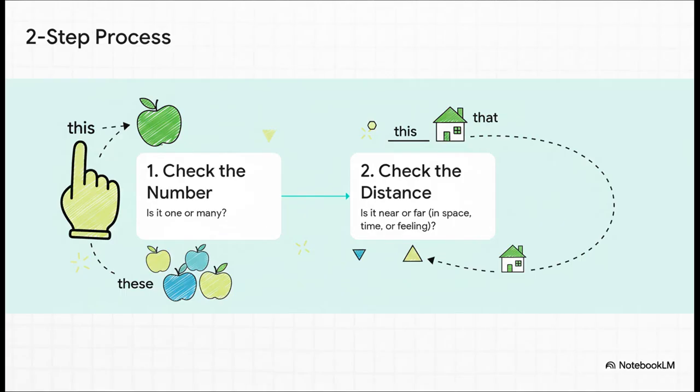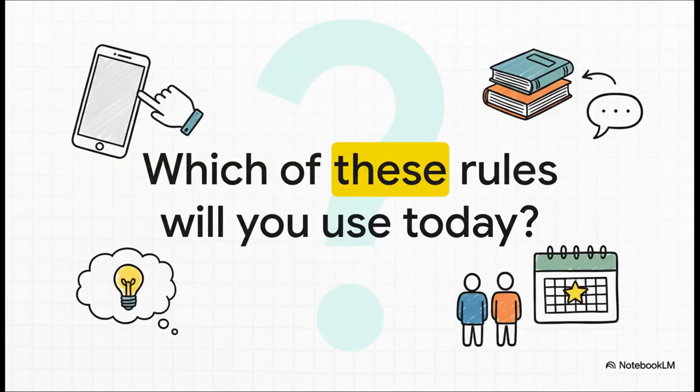So remember, it always comes down to this simple two-step thought process. Every single time, just ask yourself these two questions. First, how many? One or more than one? Second, how far? Is it near me or far away? That's your entire toolkit right there. And there you have it, the complete, simple guide to this, that, these, and those. Not so tough after all, huh? So my final question for you is, which of these rules will you be paying attention to and using today?